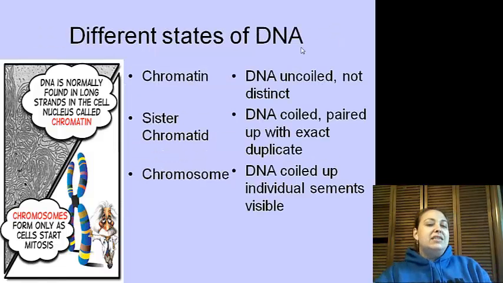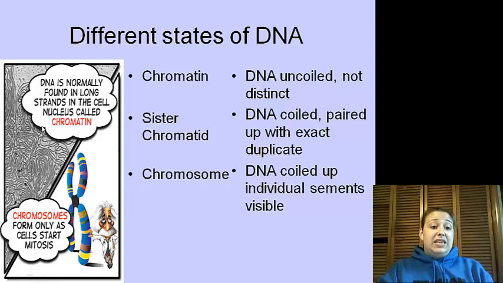There are different states of DNA when we're talking about the cell. We have the chromatin, which is DNA that is uncoiled and not distinct. It typically looks like spaghetti, and it's normally found in our nucleus. Then we have the chromosomes. The chromosomes are DNA that is coiled into individual segments, and it looks like an X. So this is the chromosome right here.